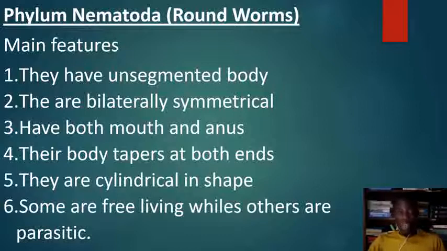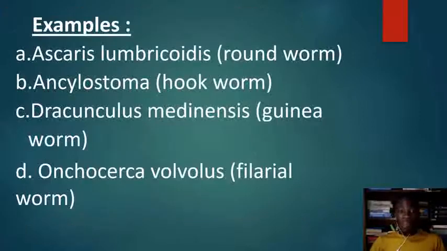Which we normally call the roundworm. Examples of nematodes: we can talk about Ascaris lumbricoides. This is a typical example of a roundworm. Let's note it. Then we also have another one, Ancylostoma, and that's the hookworm. Let's note it. And we have Dracunculus medinensis. This is what we call the guinea worm, which causes guinea worm infection.